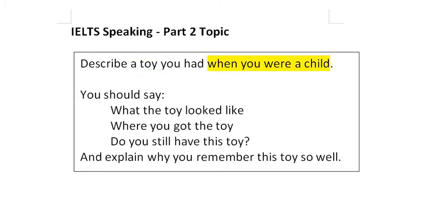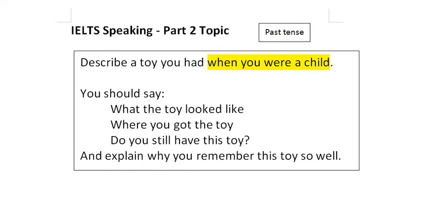Next we have the phrase, when you were a child. Now this immediately tells us that your speech should mostly be in the past tense. You were a child in the past, so make sure when you're talking about that time, you remember to use the past tense.